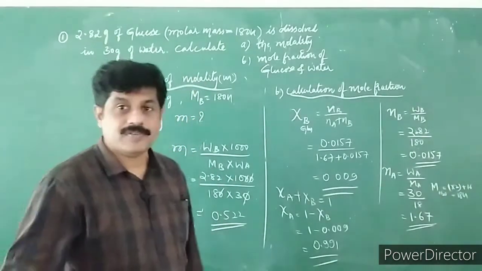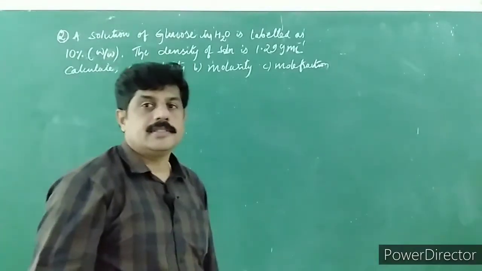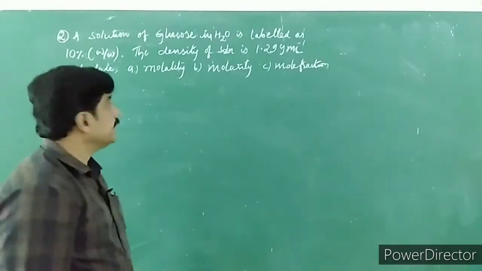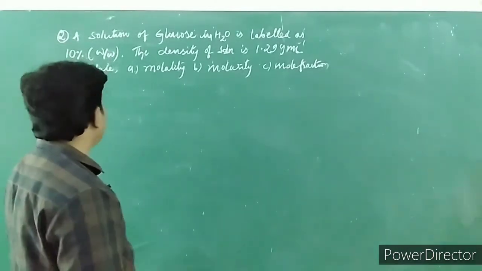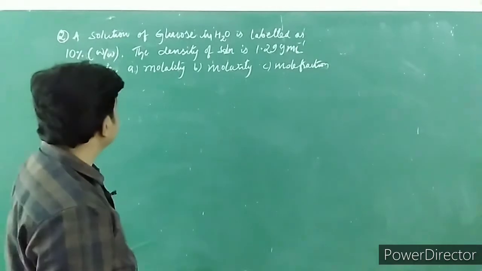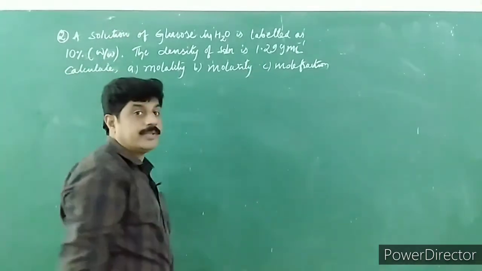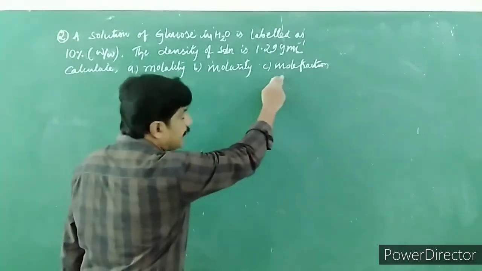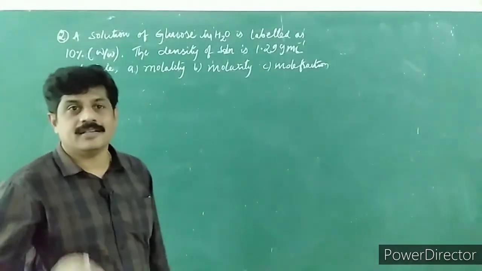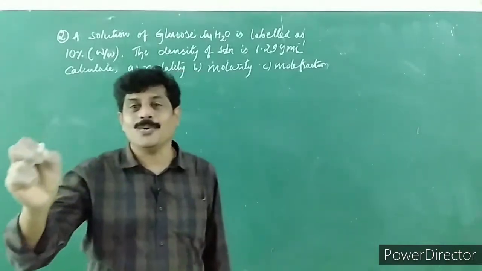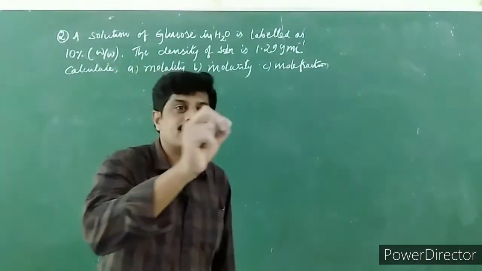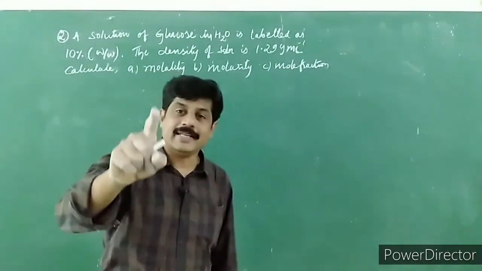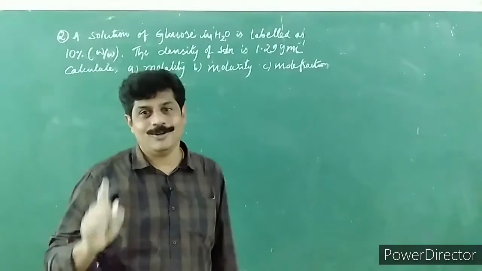Okay. So let me go for the second numerical now. Children, let me go for the second numerical. A solution of glucose in water is labeled as 10% weight by weight. The density of the solution is 1.29 gram per ml. Calculate molality, molarity and mole fraction. Children, 10% solution of glucose means 10 grams of glucose present in 100 grams of solution or 90 grams of water. Hope you understand that.